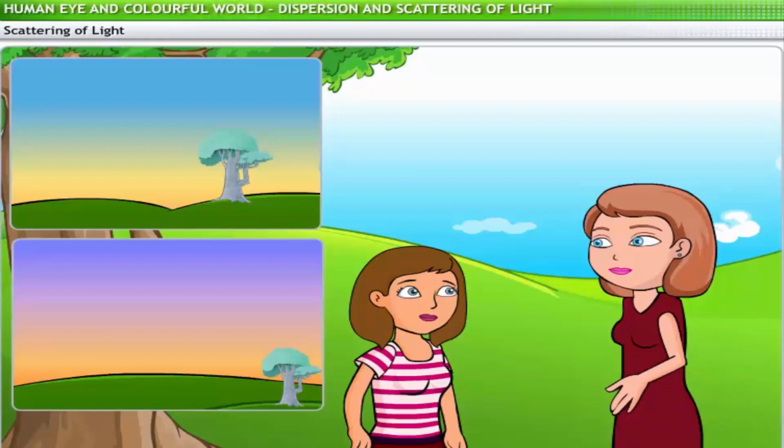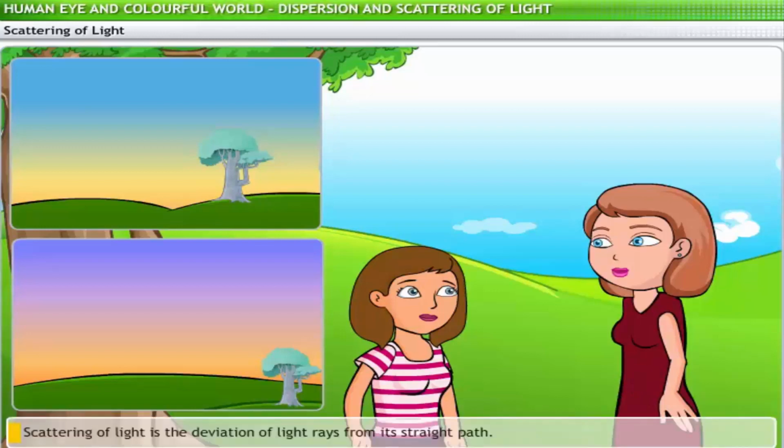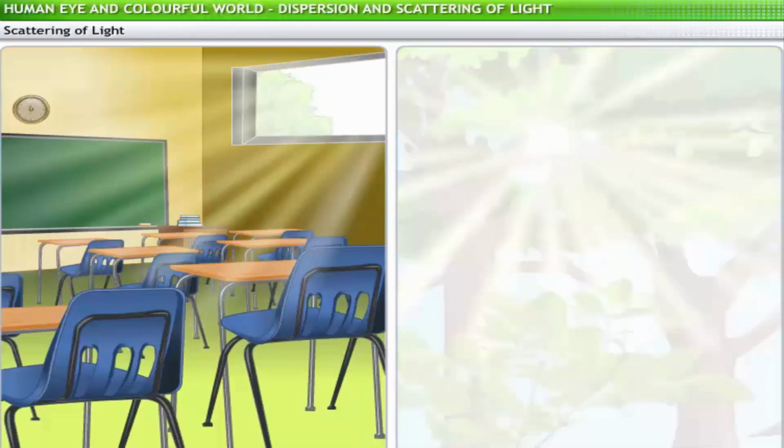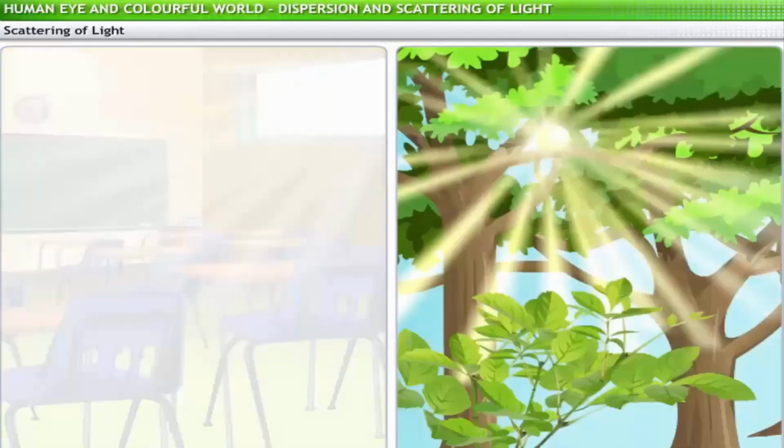Not quite. It's the result of scattering of light. Scattering of light is the deviation of light rays from its straight path. Almost all objects scatter light. That is, they reflect light rays incident on them. But some objects scatter light of some specific wavelengths, like the white ray of sunlight from the ventilator of your classroom or the golden hue in the forests.